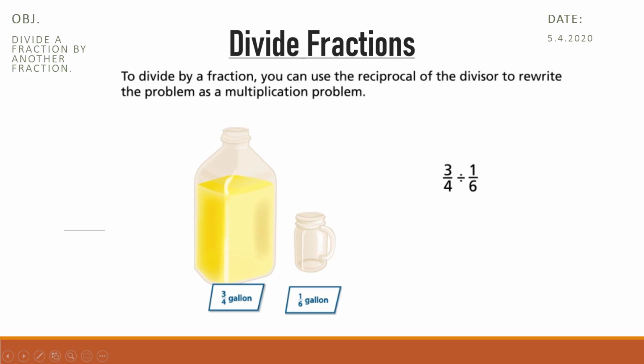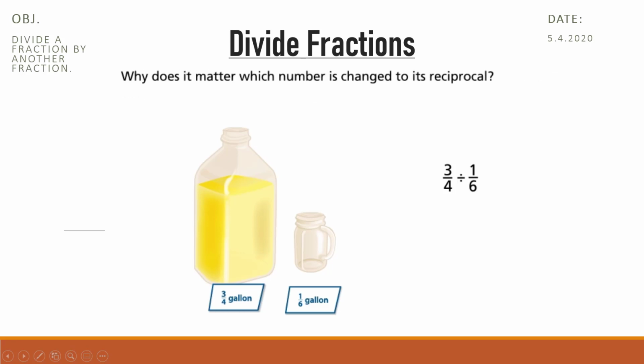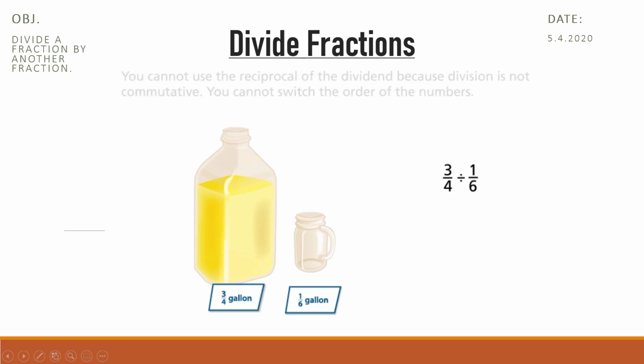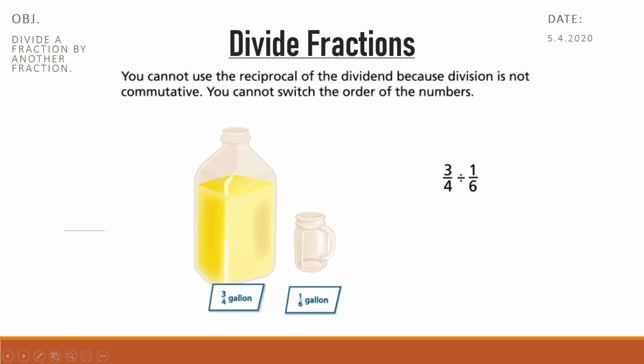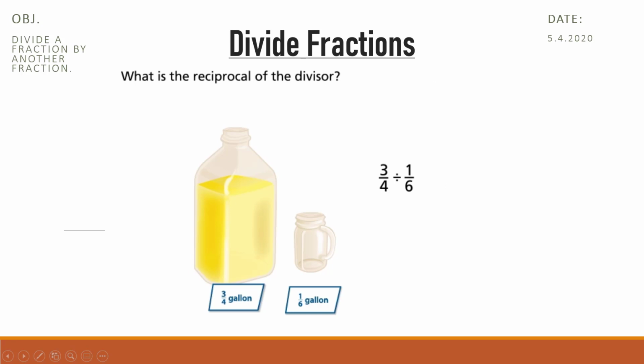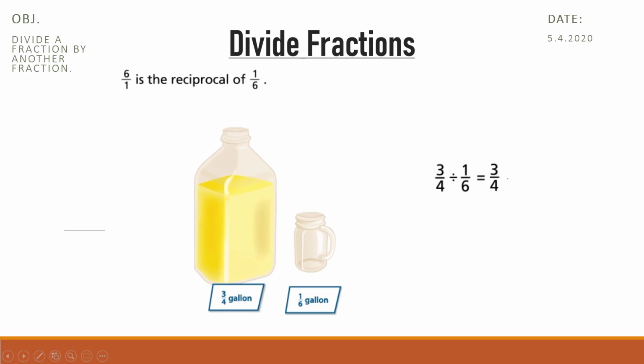To divide by a fraction, you can use the reciprocal of the divisor to rewrite the problem as a multiplication problem. Why does it matter which number is changed to its reciprocal? You cannot use the reciprocal of the dividend because division is not commutative. You cannot switch the order of the numbers. What is the reciprocal of the divisor? 6/1 is the reciprocal of 1/6.